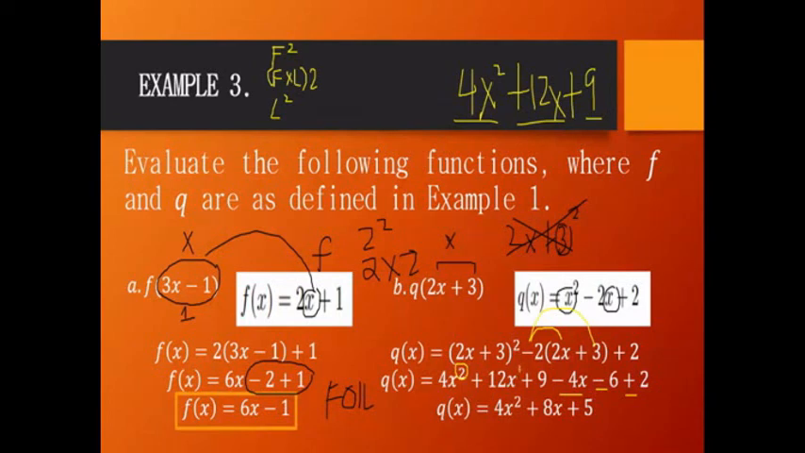Okay? So, copy lang natin ang 4x squared kasi siya lang yung may pinakamataas na degree, which is 2. And then 12x minus 4x, that is 8x. 9 minus 6, that is 3. And then plus 2, that is positive 5. So our final answer would be 4x squared plus 8x plus 5. Okay? So ito na yung sagot natin for letter B.